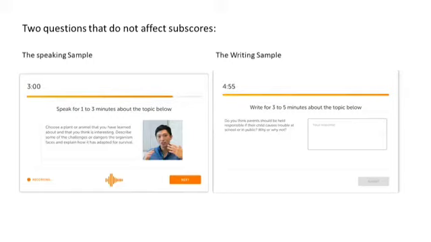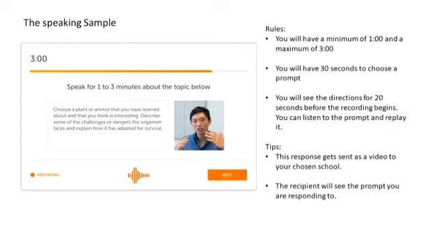All right, these last two questions are questions that are not included in the subscores. These questions are just a chance for your university to see a little bit more about you. So you have a writing version and a speaking version. For the speaking sample, you must speak for a minimum of 1 minute, and you have a maximum of 3 minutes. You will have 30 seconds to choose a prompt.